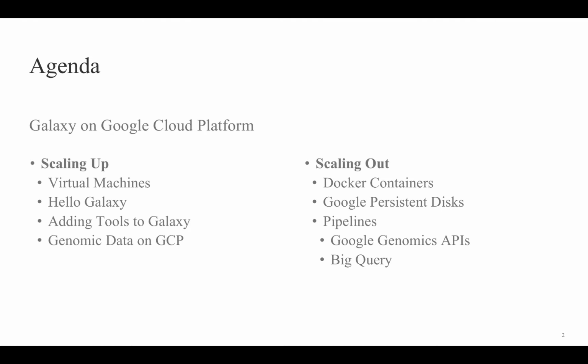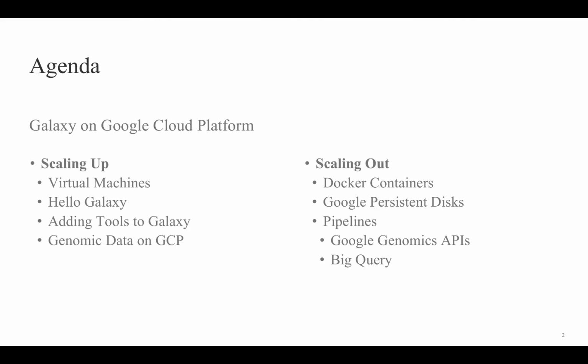In this presentation, I'm going to talk about scaling the Bioinformatics tool Galaxy on GCP in two ways. One, by scaling up, understanding how to use virtual machines hosted on Google Cloud by getting Galaxy working, hello Galaxy, adding tools to it, and then talking about the genomic data that's available on the Google Cloud.